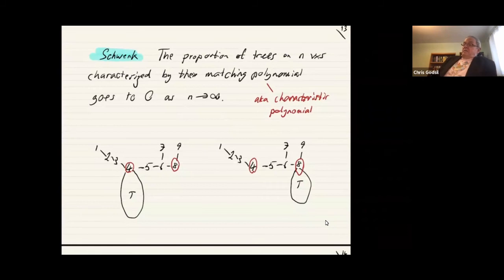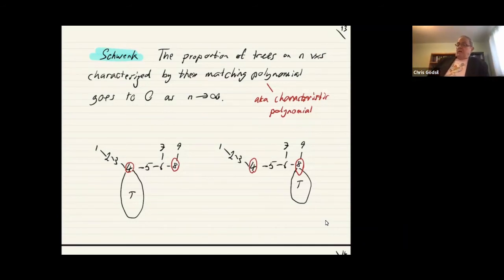What about trees? Well, Schwenk, a very remarkable result, proved that the proportion of trees on n vertices that are characterized by their matching polynomial, well, he said characteristic polynomial, but they're the same, goes to 0 as n goes to infinity. Goes to 1? No, it goes to 0. I got that right. So the proportion characterized goes to 0. So most trees have a cospectral mate. Now, I'll say a little bit about the proof.